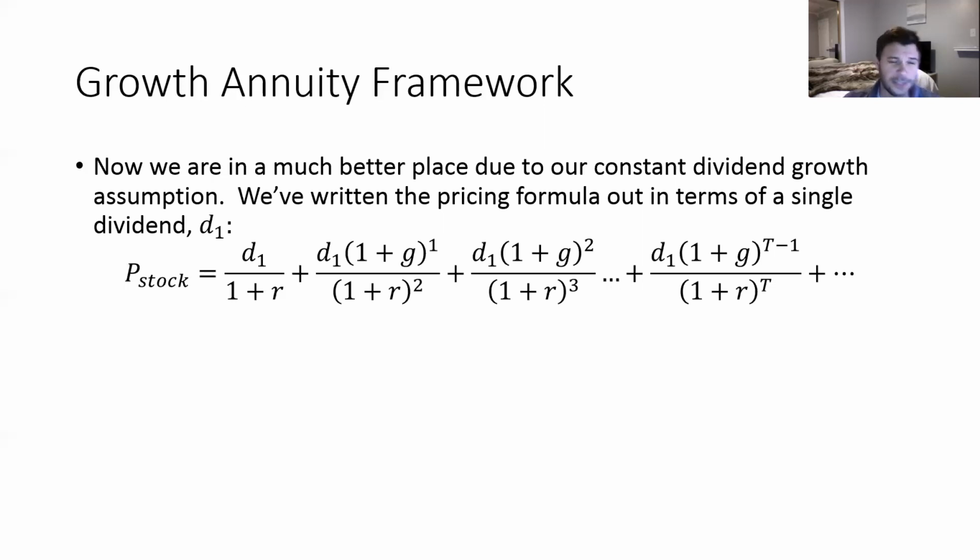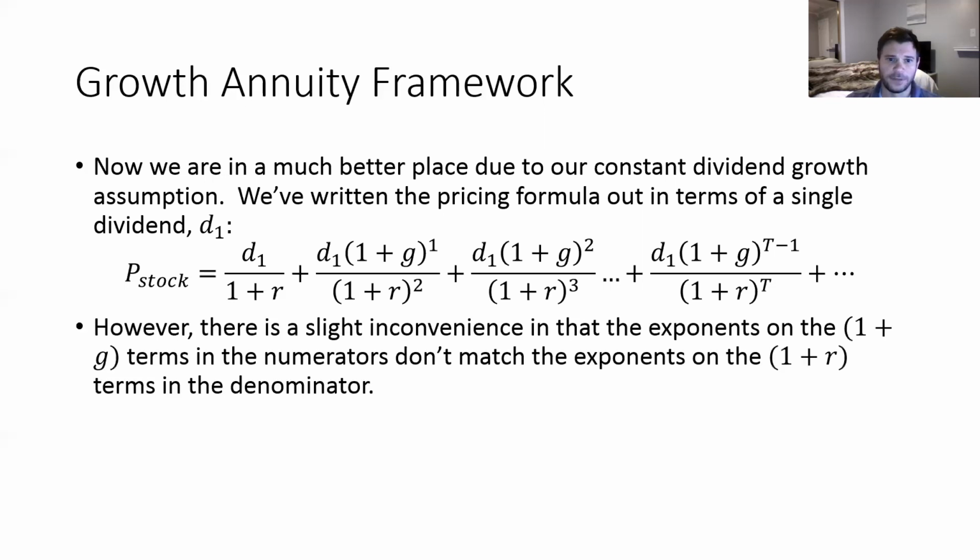And you'll notice there's a slight mathematical inconvenience if you take a look at the form of this equation here. If you look at the exponents on the 1 plus g and 1 plus r terms, you'll notice those exponents in the numerator and the denominator do not match each other. Right? The numerator has an exponent 1 smaller than the denominator. So what we're going to do is a little trick to get around that problem, and then we'll be able to move into the uniform annuity framework in a moment.